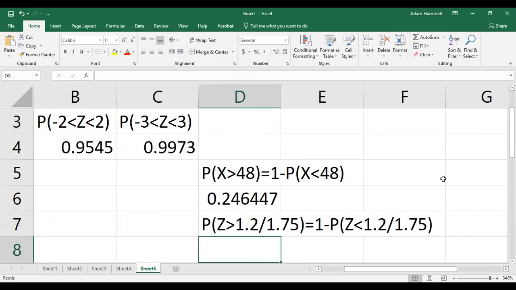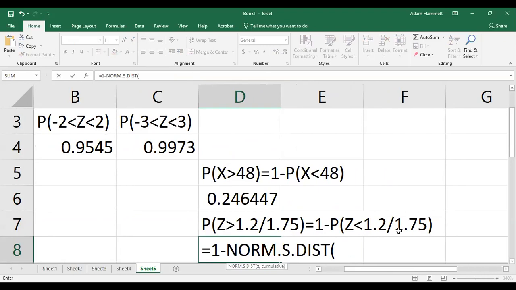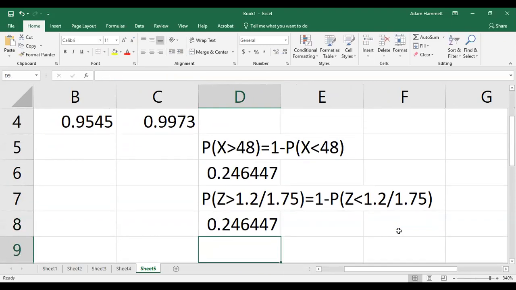All right, so let's have a peek at that. So that's equal to 1 minus the probability. It's going to be the normal standard distribution, okay? And I would put in the corresponding z value I'm concerned with. This time you can actually let Excel do the math for you. And I want this to be cumulative. Boom. And of course, they are exactly the same, just as they should be.